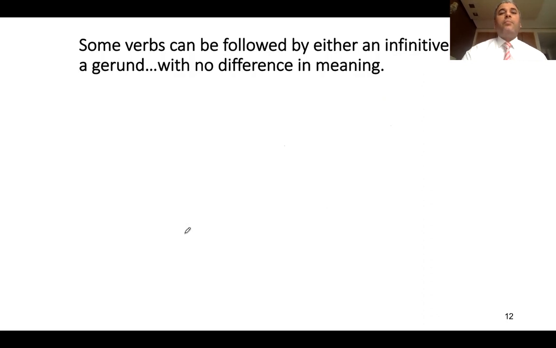Some verbs can be followed by either an infinitive or a gerund. And here we're going to see an example of those verbs that can be followed by either an infinitive or a gerund with no difference in meaning, okay? Because sometimes you can use both without difference in meaning. Sometimes you can use both, but there is a difference in meaning, as you have in your textbook.